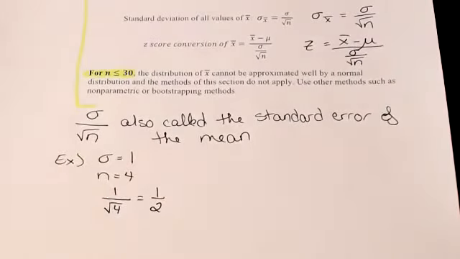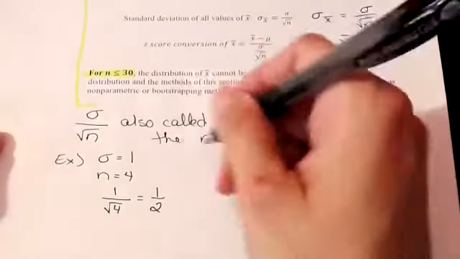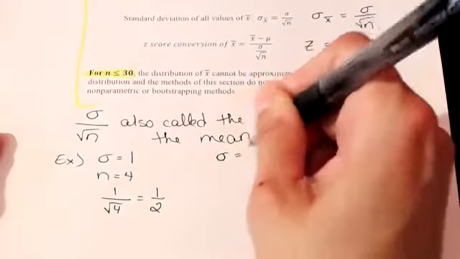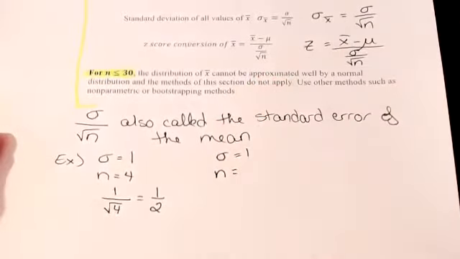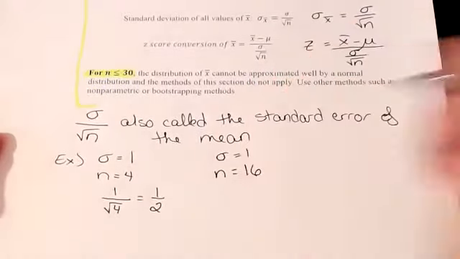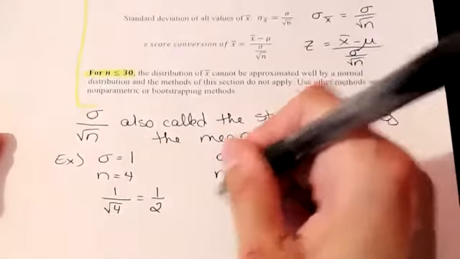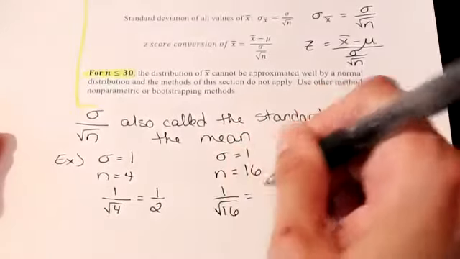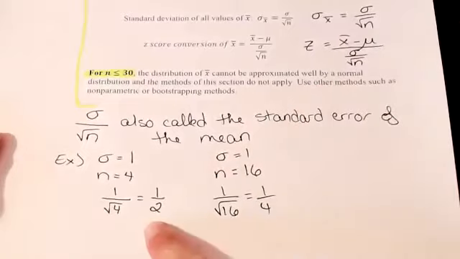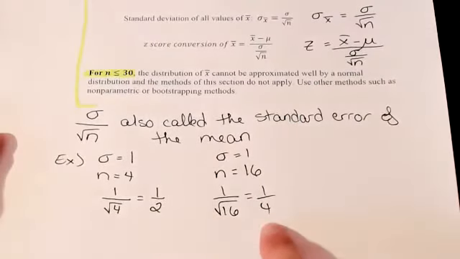Now let's see what happens as n, the number of values in our sample, grows. So again, your standard deviation is still 1. Let's say that n this time is 16 people. So we have 1 over the square root of 16, which is the same as 1/4. Notice that the standard error is decreasing.